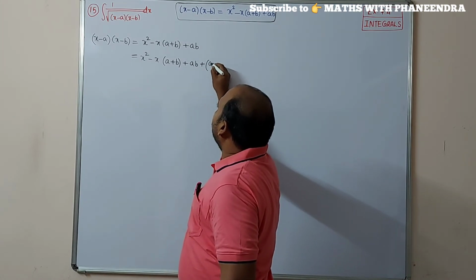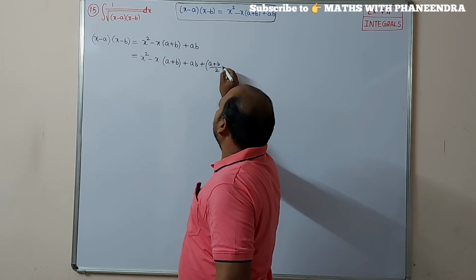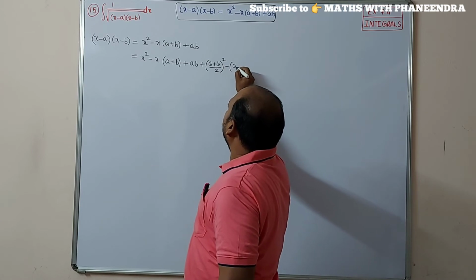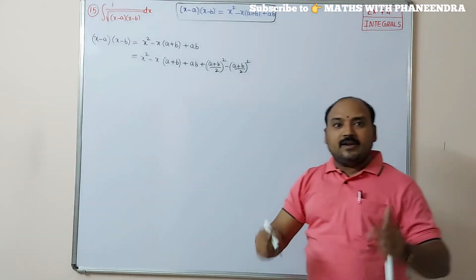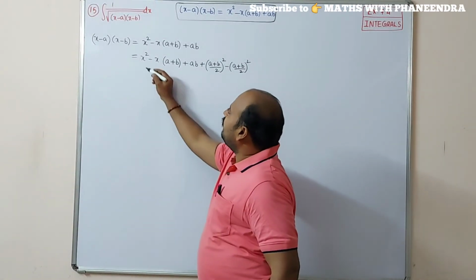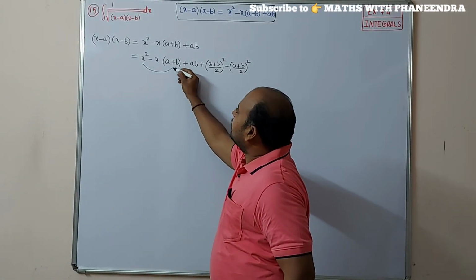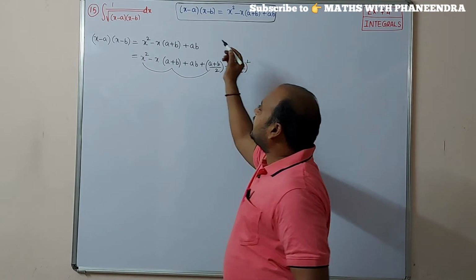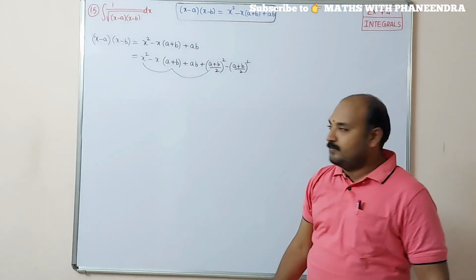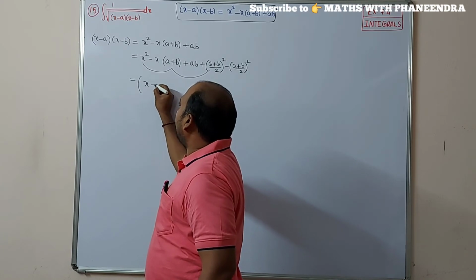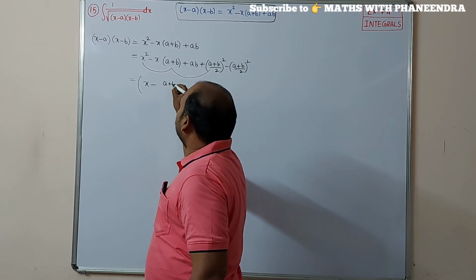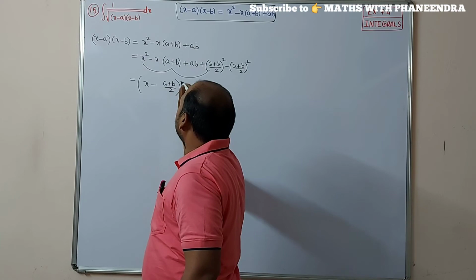We are adding (a plus b)/2 whole square and subtracting (a plus b)/2 whole square. We are adding and subtracting. After that, x square minus x into (a plus b), plus (a plus b)/2 whole square, is equal to (x minus (a plus b)/2) whole square.